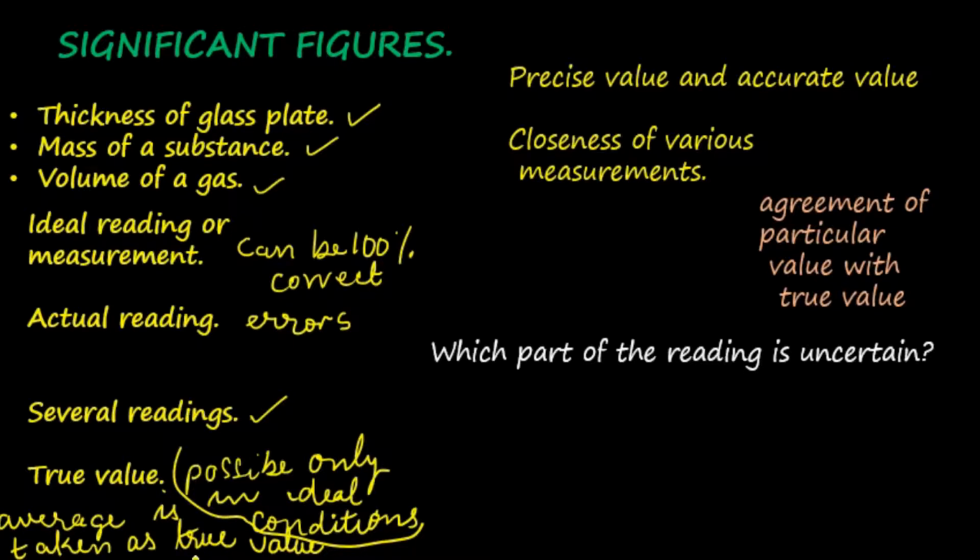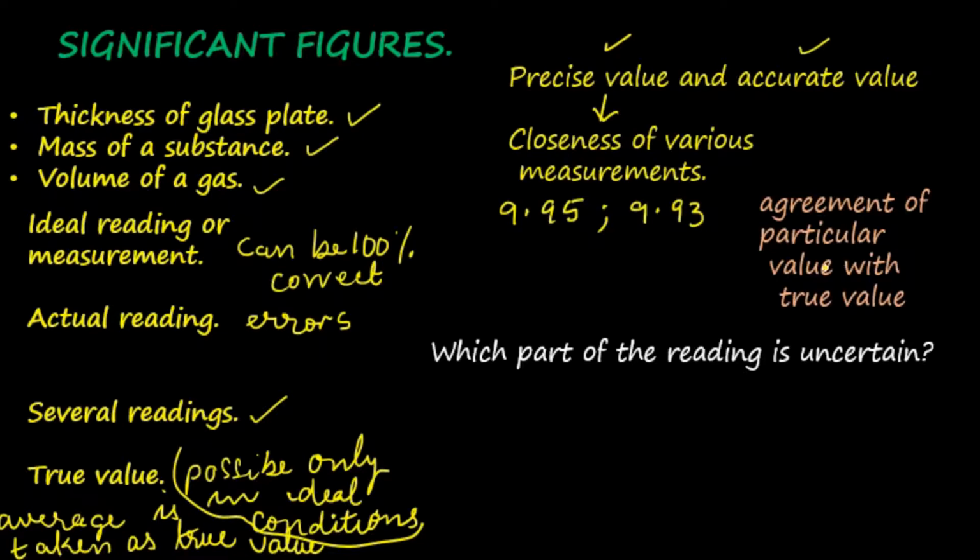The validity of the readings taken is described in terms of two properties called precision and accuracy. That is, the values are either accurate or precise. Let us see what we mean by this. Say for example, a reading 9.95 and there is another reading 9.93. These two readings are very close. There is only a variation of 0.02. So these two readings have closeness. So closeness of various measurements is what we call precise value.